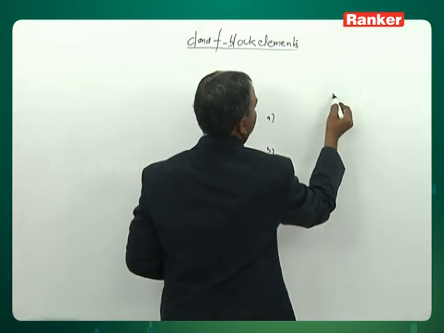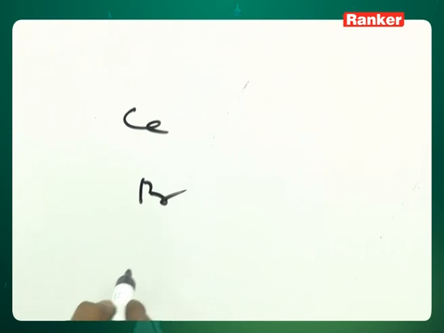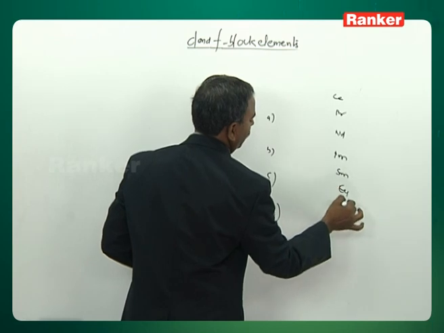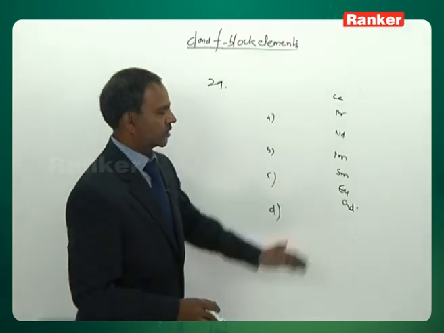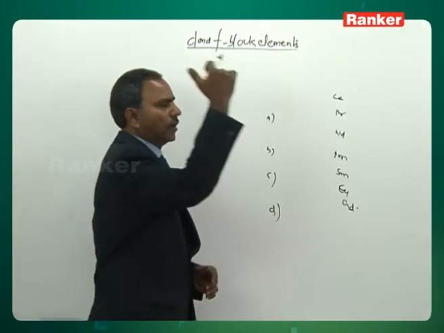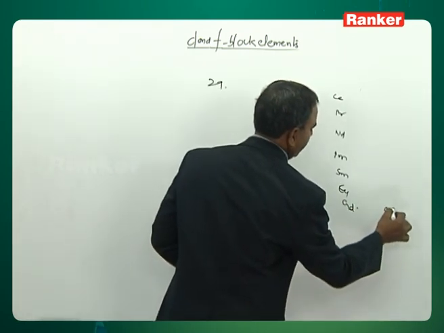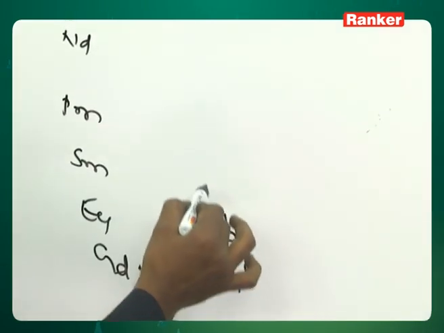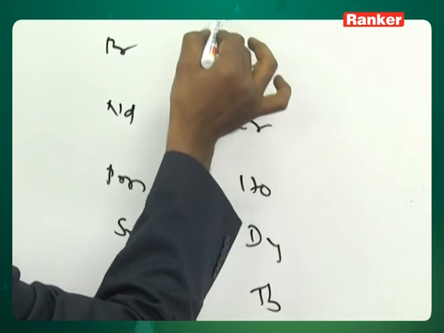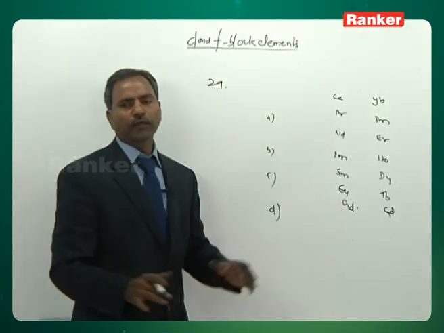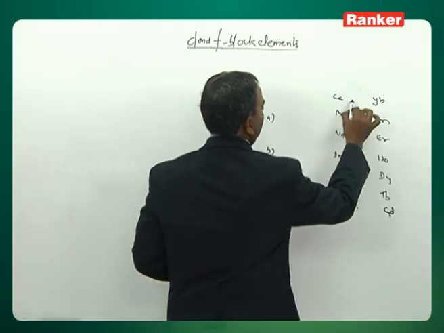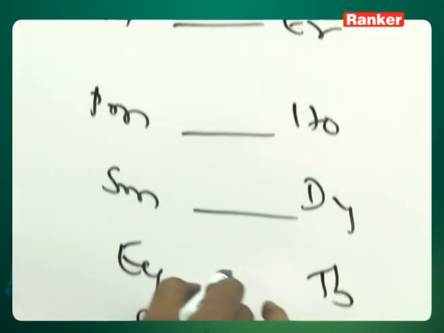Now, look here. Cerium, praseodymium, neodymium, promethium, samarium, europium, gadolinium. First write the first 7 elements of lanthanides. Then start again with gadolinium up to the last element: gadolinium, terbium, dysprosium, holmium, erbium, thulium, ytterbium. Like this, make all the 14 lanthanides into 7 pairs.